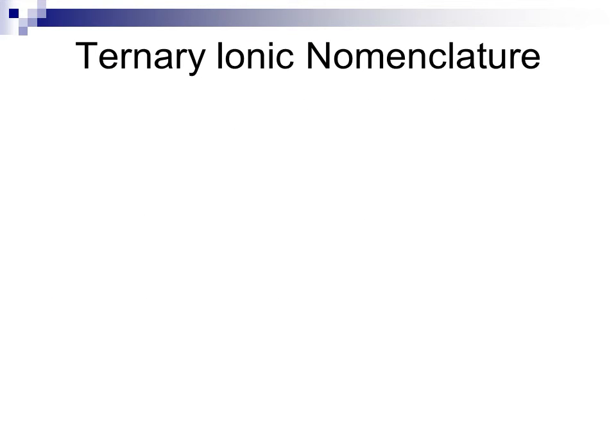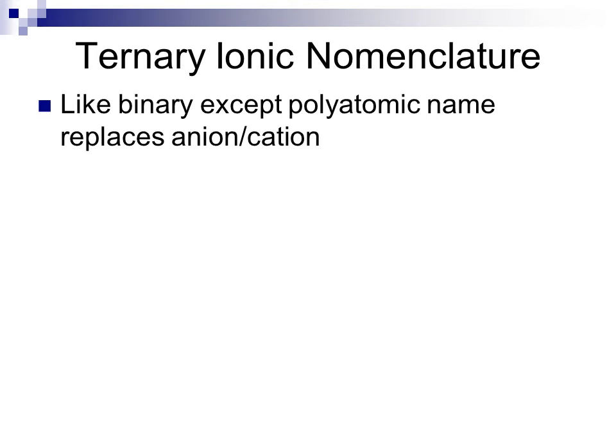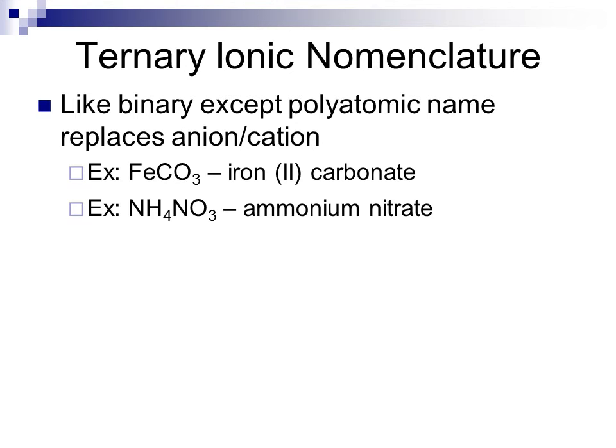Ternary ionic nomenclature uses polyatomic ions. It functions the same way that binary does, except that you substitute the polyatomic name in place of either the anion or the cation that it is taking the place of. So for example, iron(II) carbonate. This is the same way that iron(III) chloride was named, except now our anion is carbonate. Carbonate is just the name of that polyatomic ion, CO3 2-.